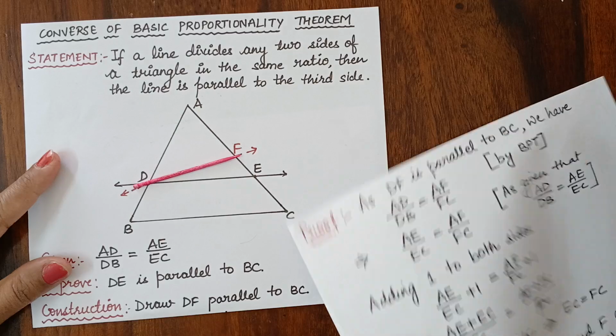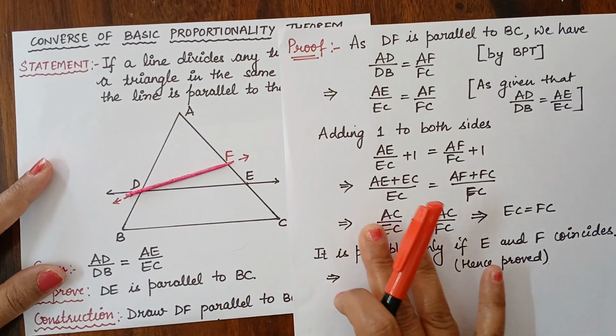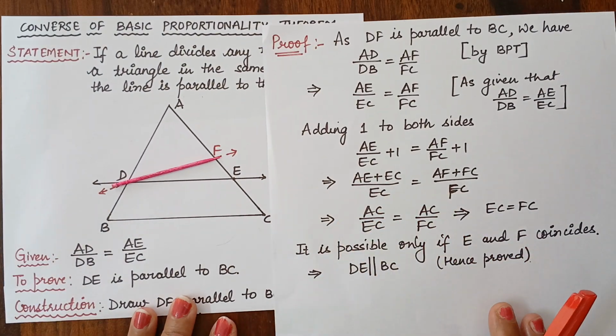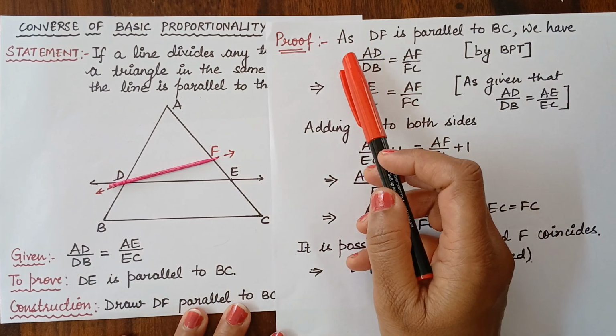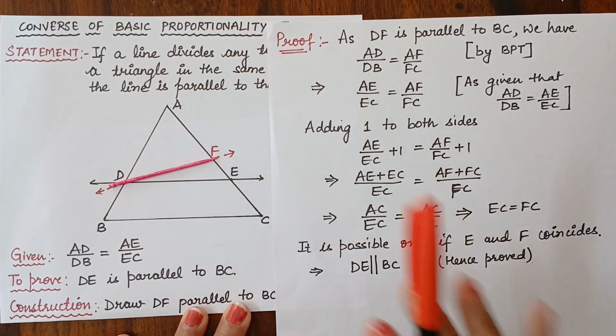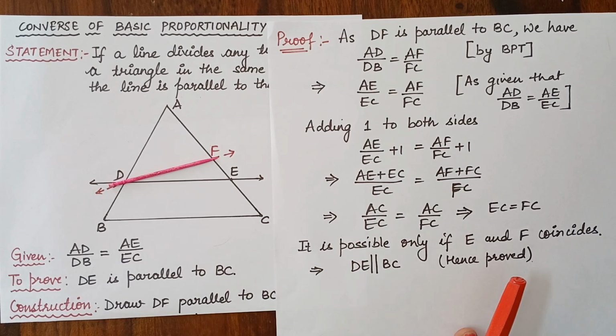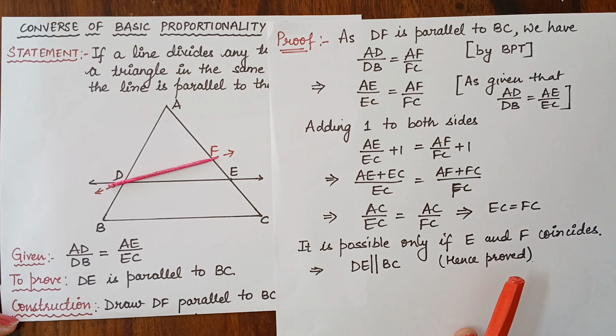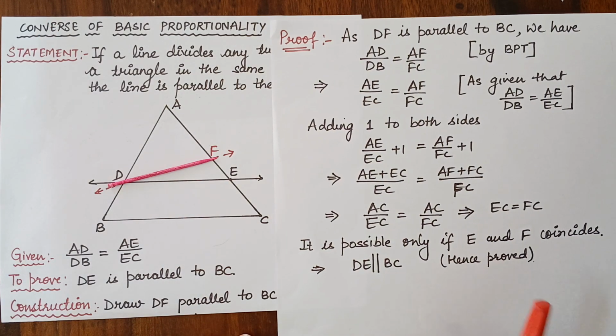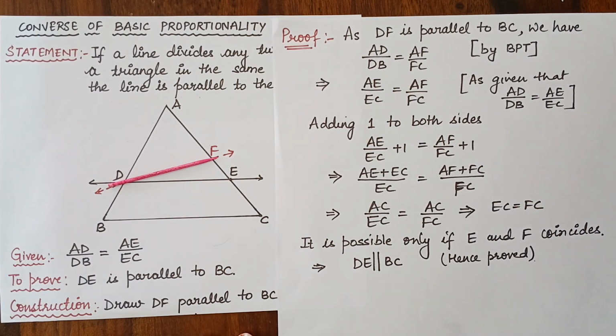Now let us prove how we are going to prove DE is parallel to BC. First of all, in any theorem, there are 5 basic steps that you need to write whenever you are proving the theorem. First is the statement, then the figure, then you need to write what is given, what is to prove, then the construction. So these 5 things are very important in proving a theorem. And then the main part is the proof.